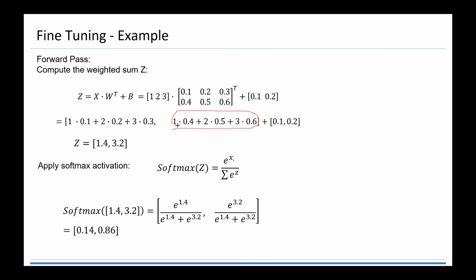When you do the multiplication and the summation plus 0.2, then the result will be 3.2. So we get the weighted sum z equals 1.4, 3.2.